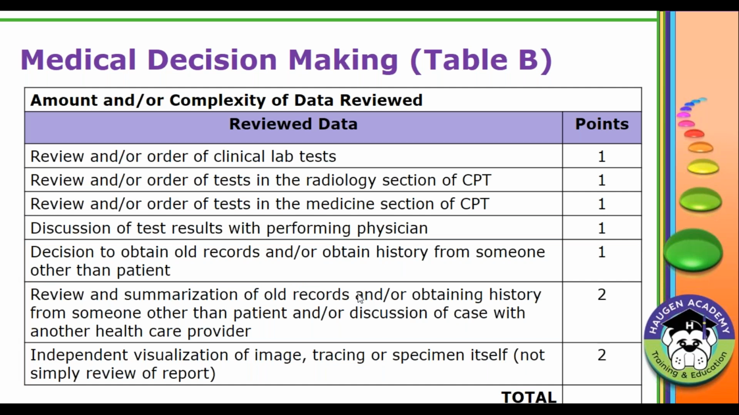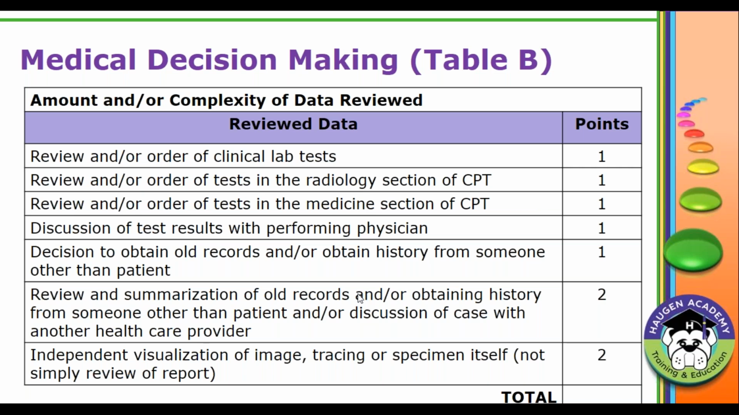And then Table B is going to be our data table. So there's no multiplying in this table, but you can get points if you have something in any of these categories. So lab tests, radiology tests, or medicine tests are 1 point. We have discussion of test results with the performing physician, which is 1 point. Decision to obtain old records or history from someone other than the patient is 1 point.